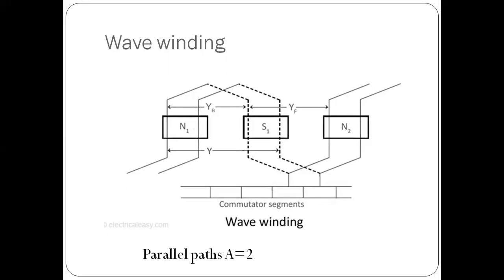Parallel paths are less, which means what? Conductors are less. Conductors less means what? The current carrying capacity of this kind of winding is less. That is the disadvantage of this kind of winding.